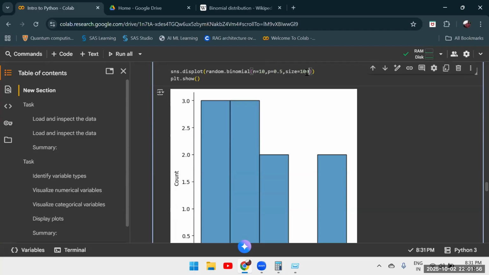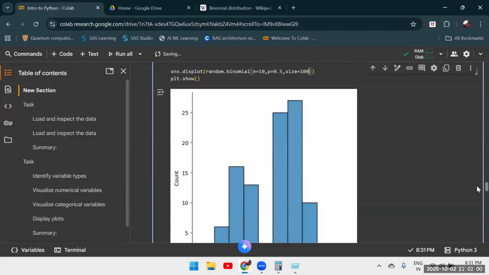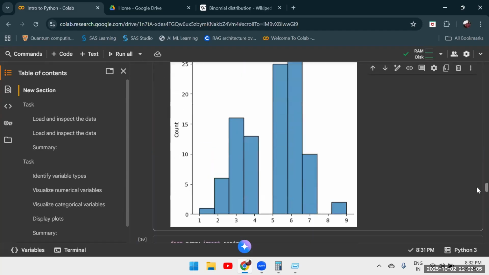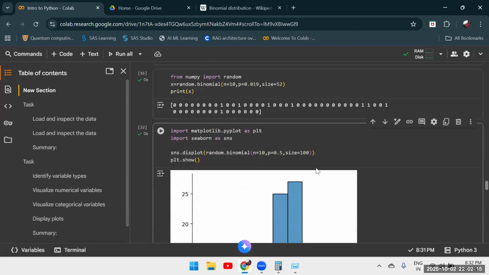If I'm saying it is going to be 100, this will be represented in the form of bars. As the number of trials increases, there are more chances also. For example, for trial number 6, it is saying 25 times here. Likewise, the chances are higher as my number of trials increases.